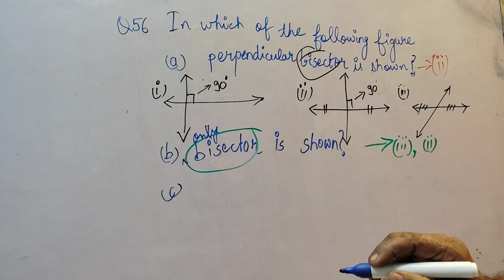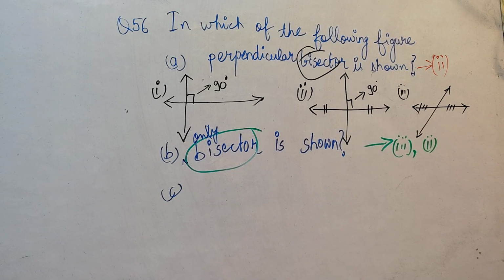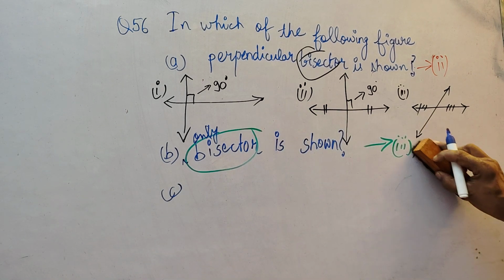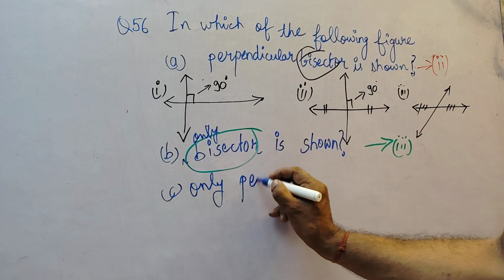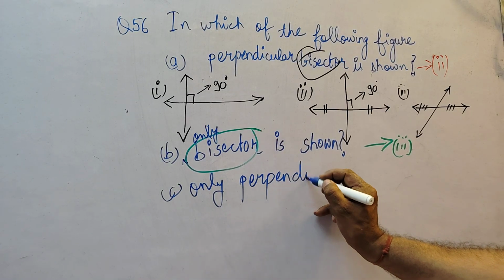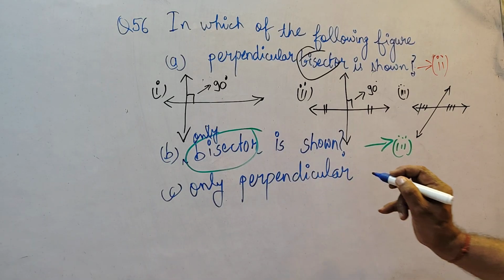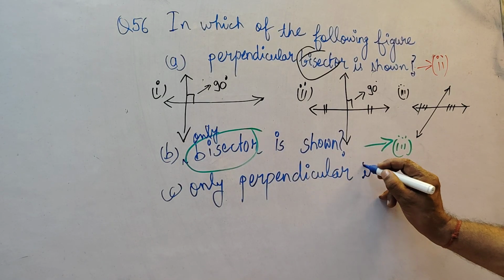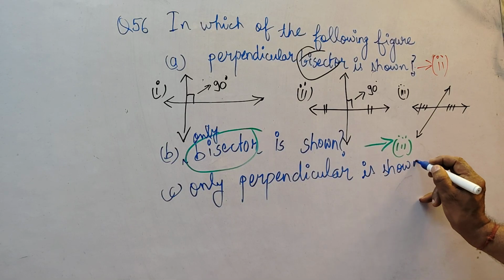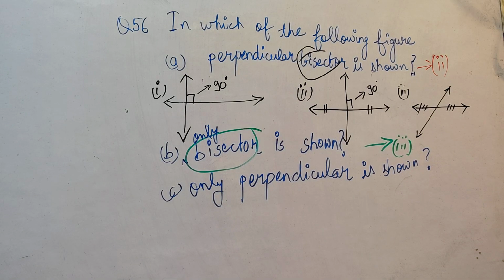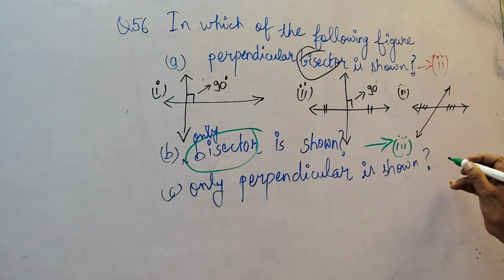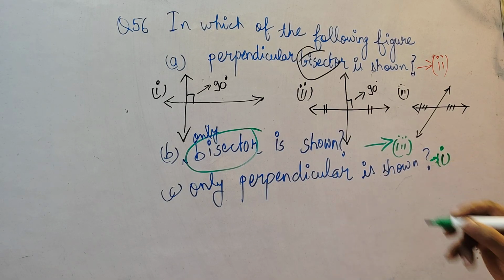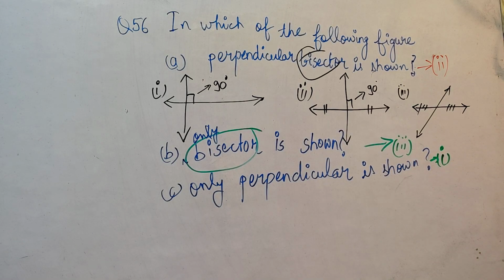In the C part, only perpendicular is shown. So only bisector means we can remove the second part, and the third one is only perpendicular. Only perpendicular is shown. So which part is left now? The first part. This right angle means perpendicular. So the first part is the answer of this C option.